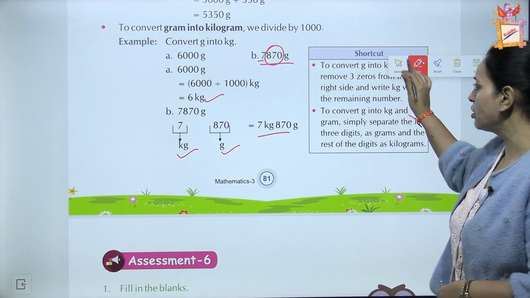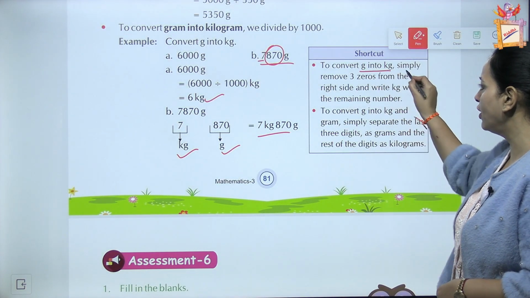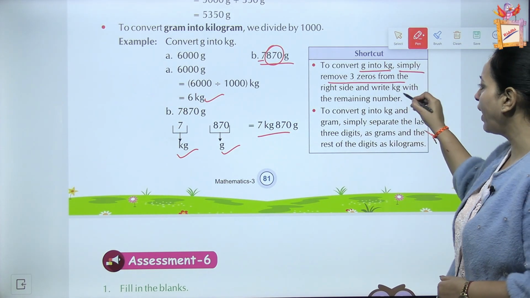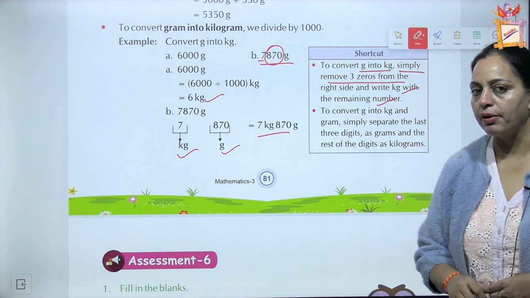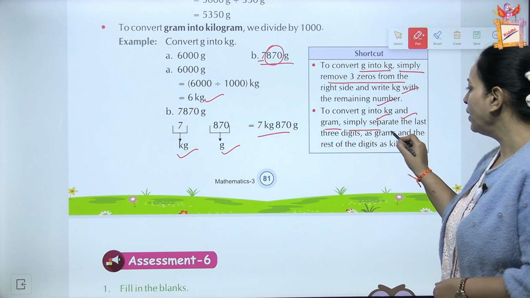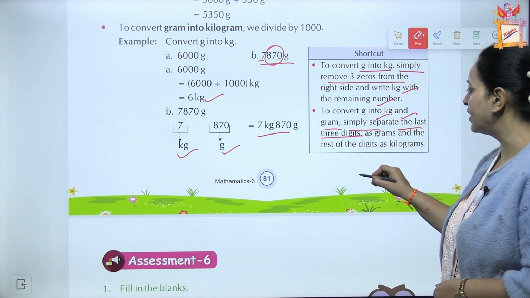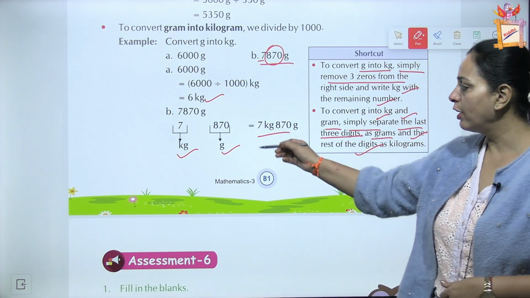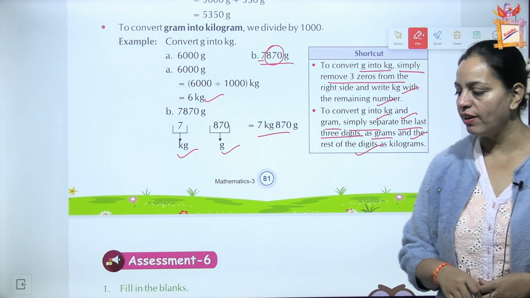So here shortcut to convert gram into kg, simply remove 3 zeros from the right side and write kg with the remaining number. And to convert gram into kg and gram, simply separate the last 3 digits as gram and the rest of the digits as kilogram, like this example we have done.